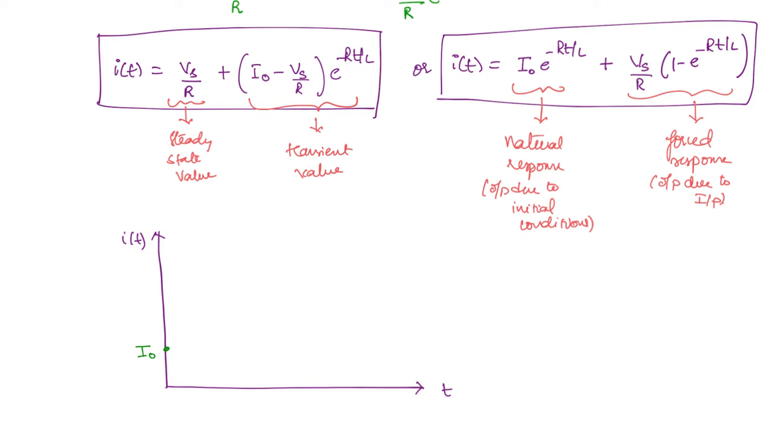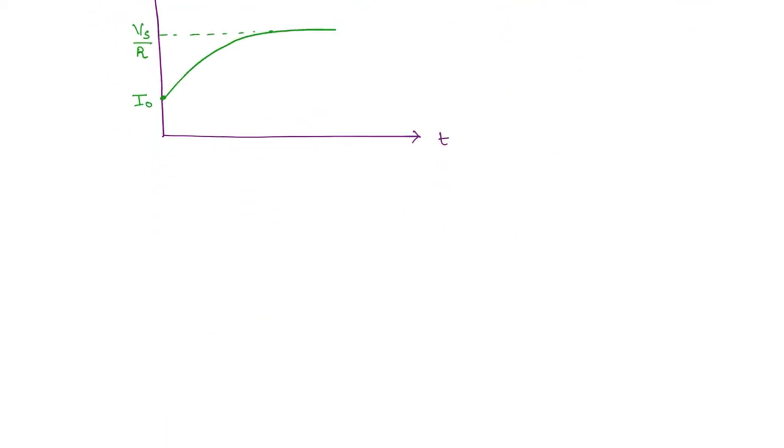After that it is going to exponentially rise and it is going to settle down at some final value. What is that final value? You can substitute t is equal to infinity, which will make this term 0. So you will be left out with Vs by R. That is the steady state value. That's why we call it a steady state value. So this is Vs by R. Once we know the current, then we can find the voltage as well. V is equal to L di by dt. Once you know this, then you can find the voltage across the resistor as well using the KVL.